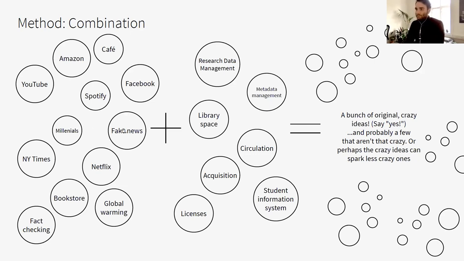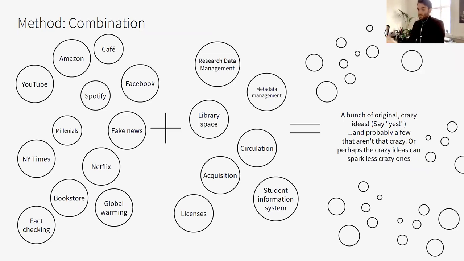But if you take fake news and mix with circulation, could you do something where you make the system suggest items to circulate that counteract any relevant fake news stories in the press or on social media or whatever?